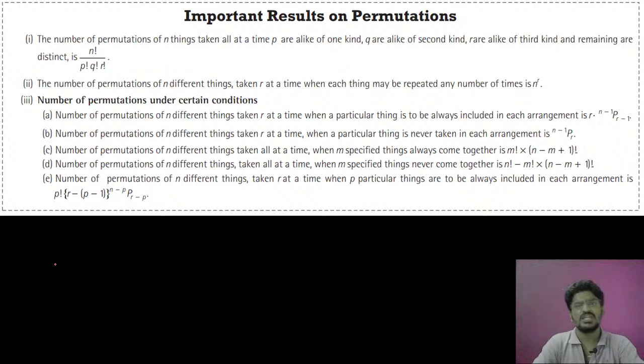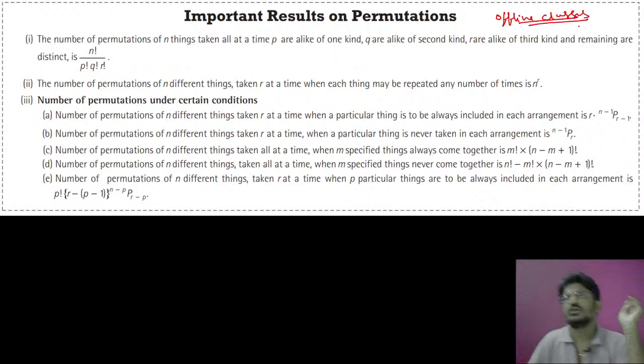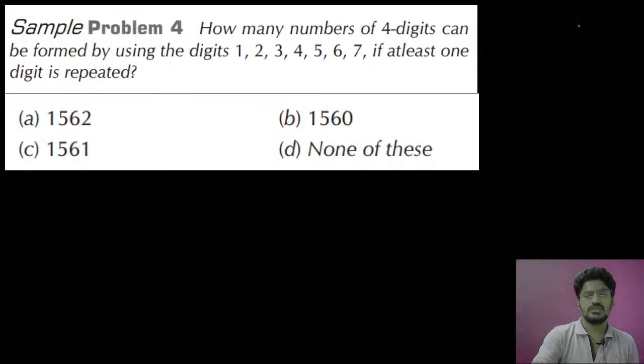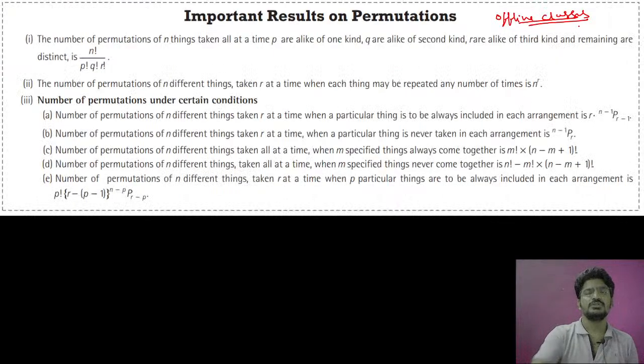So now, important results on permutation. These things will never be done in your offline classes. Have some patience. If you have patience, you can understand CET classes and you can also understand some new concepts. These things are never going to be done in theory type of classes, and never going to be done in your offline classes. So please concentrate on that. Some of the important results on permutation.